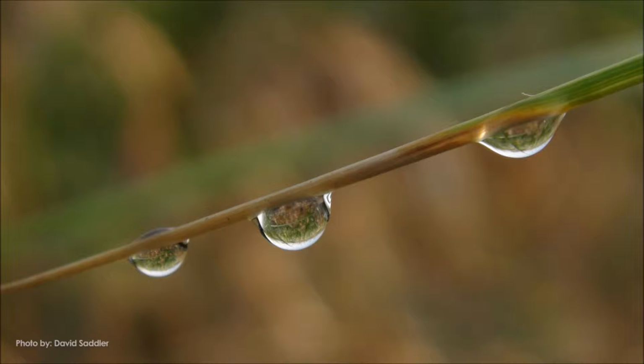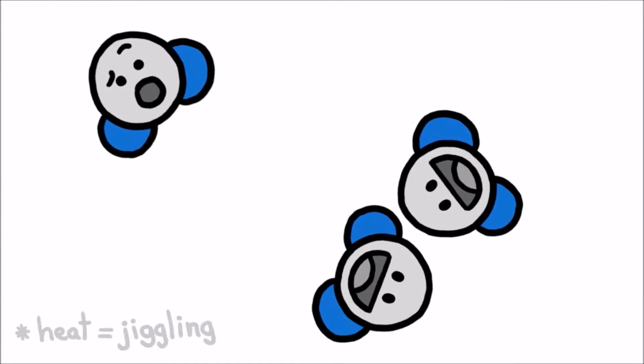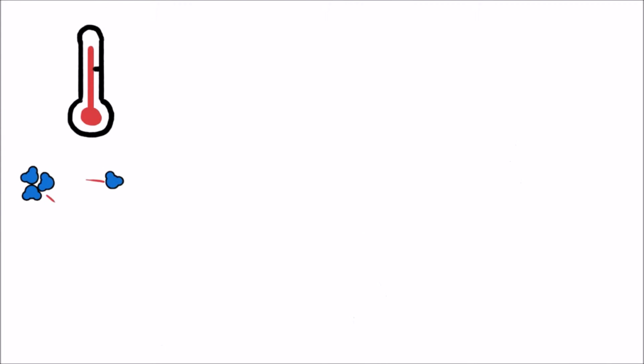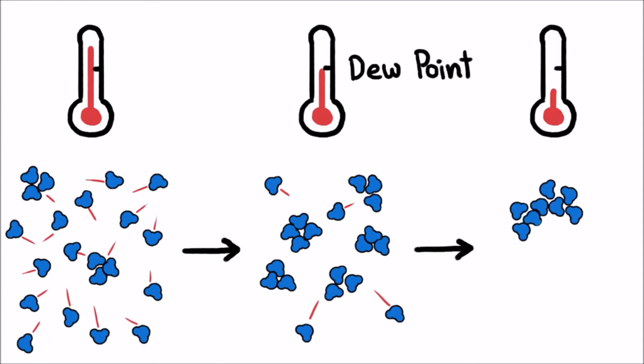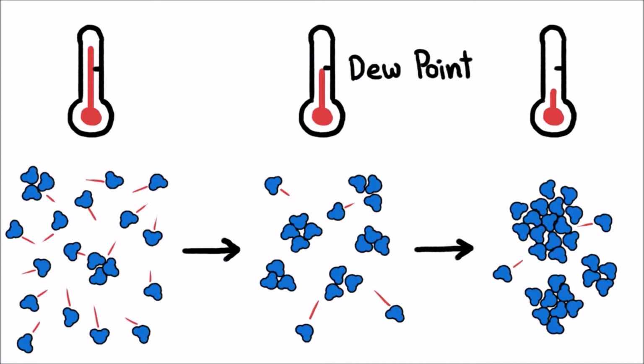If they didn't, they wouldn't cling to each other like this. And in the air, vaporized water molecules collide and stick together all the time, but they also break apart all the time, thanks to bond-breaking heat energy. Only when the air cools down past a certain point, called the dew point, does this breaking apart slow down enough for little clusters of water molecules to grow into droplets.